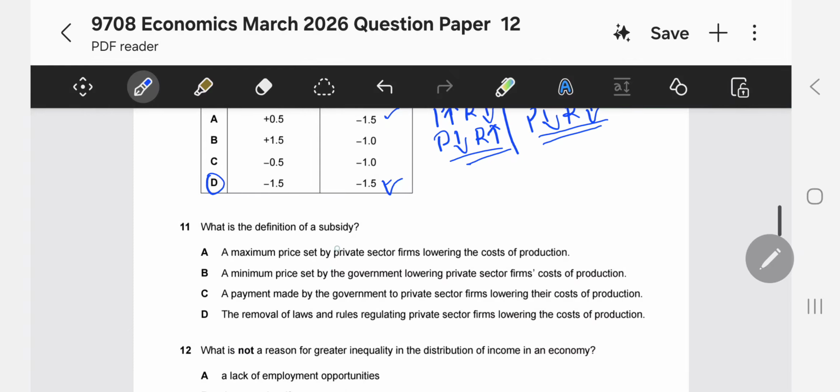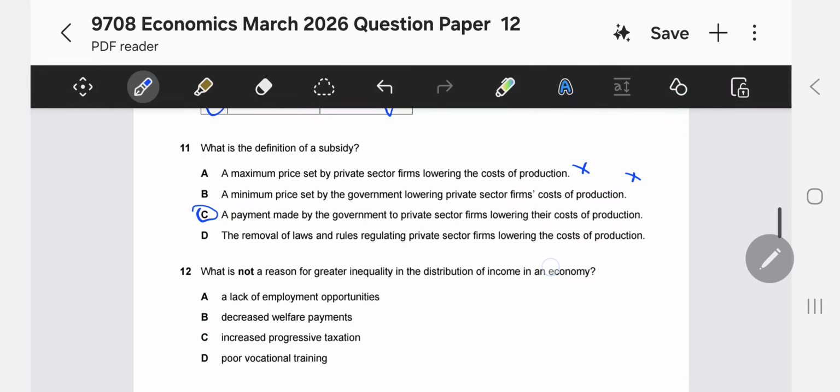What's the definition of a subsidy? Usually some money given to producers so that the cost of production can go down. It's not a maximum price. It's definitely C. Let's go to 12.